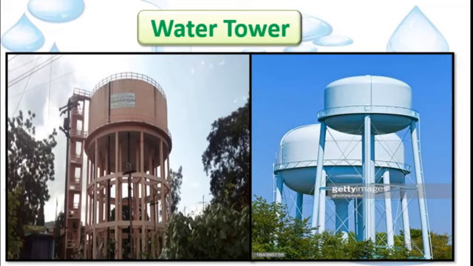The pumps run on diesel or electricity, so that by using machines we can lift water to tanks like this, that is, to the water towers. And then we supply the water to towns or cities.